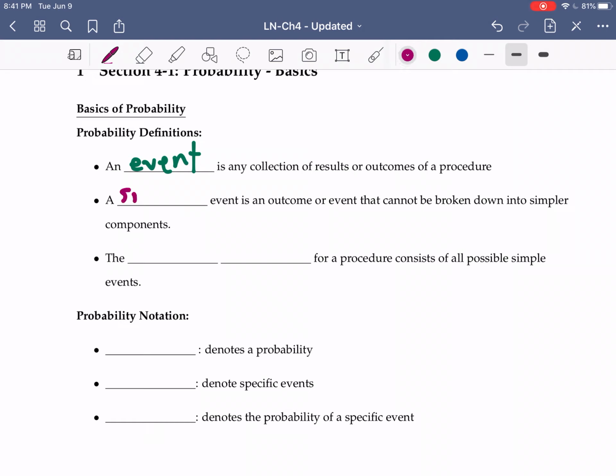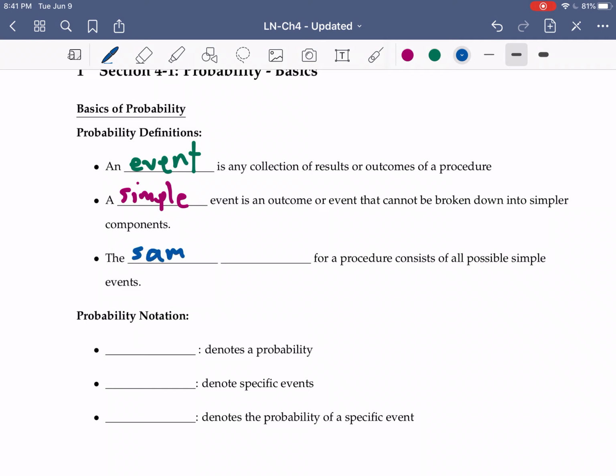A simple event is an outcome or event that cannot be broken down into simpler components. So we just mentioned rolling a 1. Rolling a 1 on a standard 6-sided die would be a simple event. Rolling an odd number would not be a simple event because we could break that down into rolling a 1 or rolling a 3 or rolling a 5. Rolling a 1 is a simple event, rolling a 3 is a simple event, rolling a 5 is a simple event. So we were able to break it down into these simpler components.